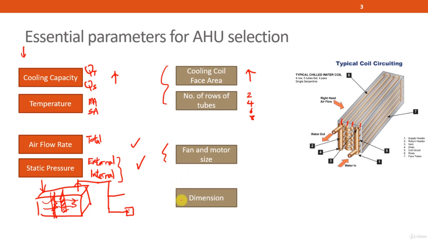And finally, the dimension also is quite critical, because usually AHUs are inside a room, for example an AHU room. So what is the area that you need to cater for your AHU? Do you have 2 AHUs or 3 AHUs inside the room? Then you have to cater for that.